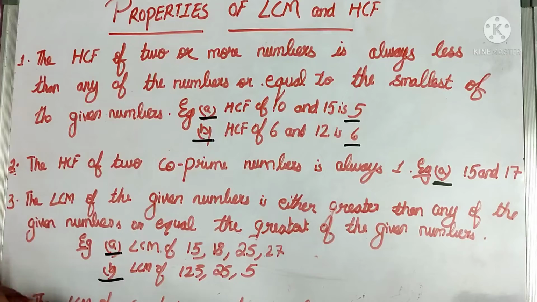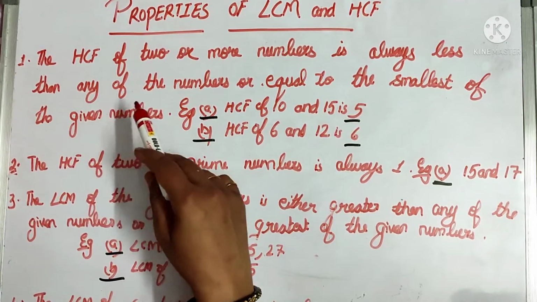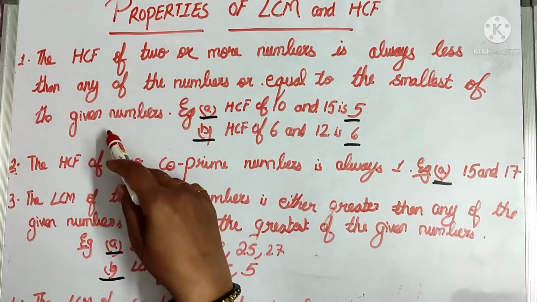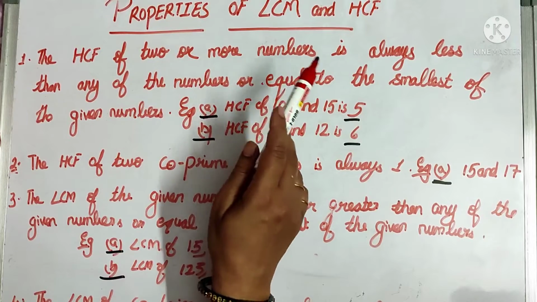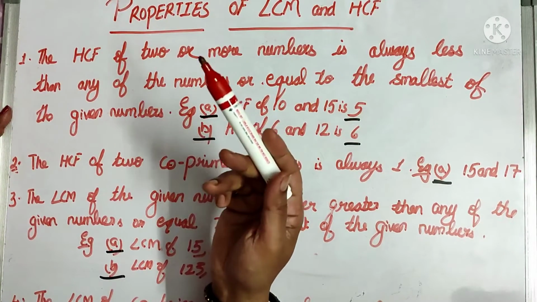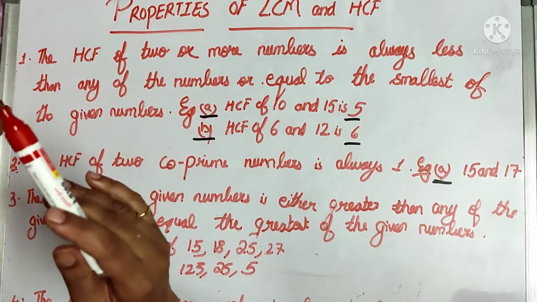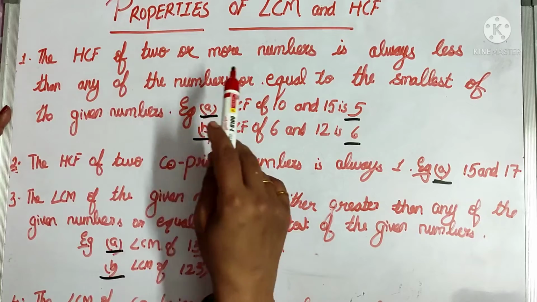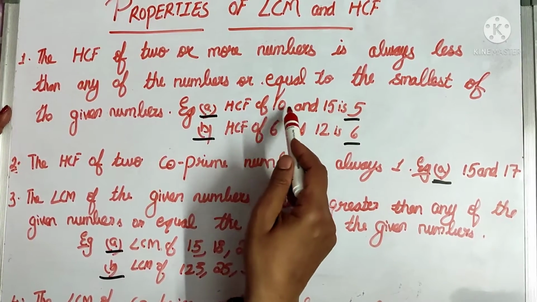The HCF of two or more numbers is always less than the given numbers, or equal to the smallest of the given numbers. This we know: the HCF of two numbers is always less than the given numbers, or equal to the smallest of them. Example, HCF of 10 and 15.